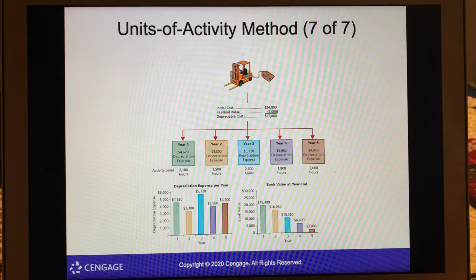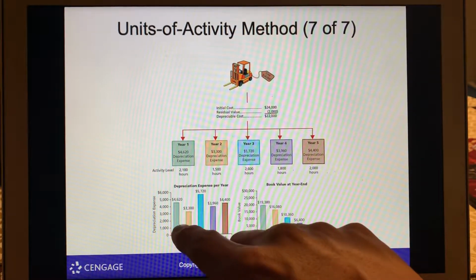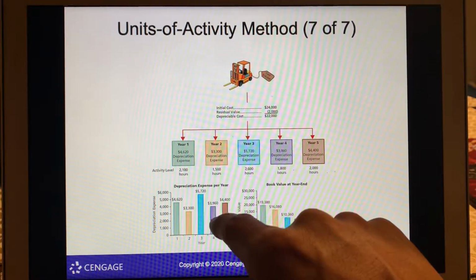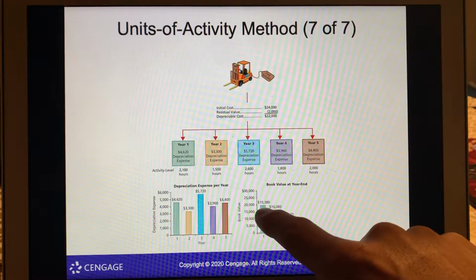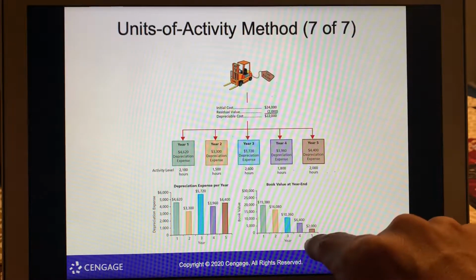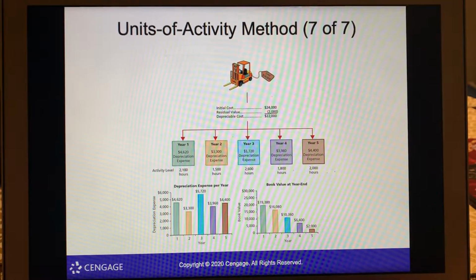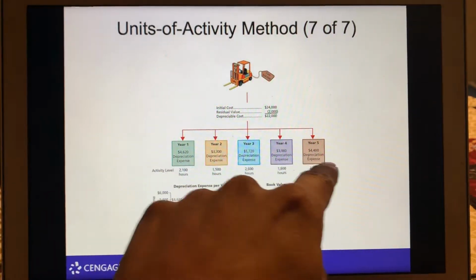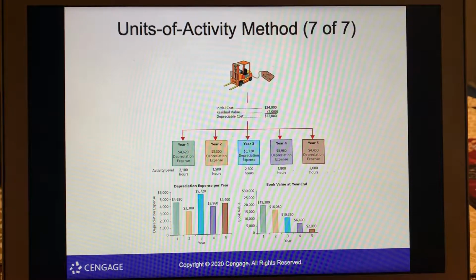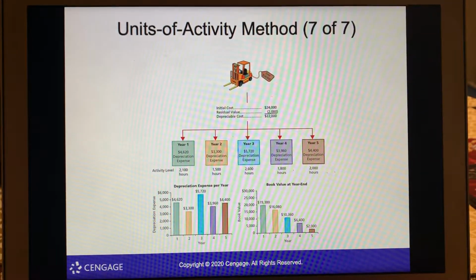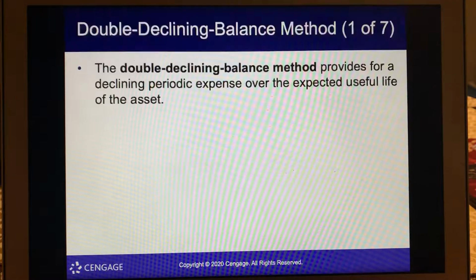So here's what that looks like over time. It all depends on your hours each year that you use, and then still this declines steadily all the way until you're at 2,000 hours or $2,000. But here's what it looks like for each year. Very similar down here as well. The bottom one is just a bar graph.